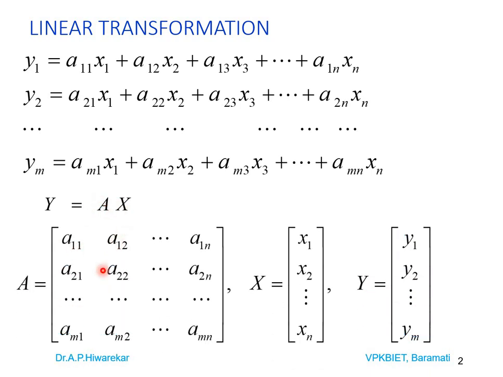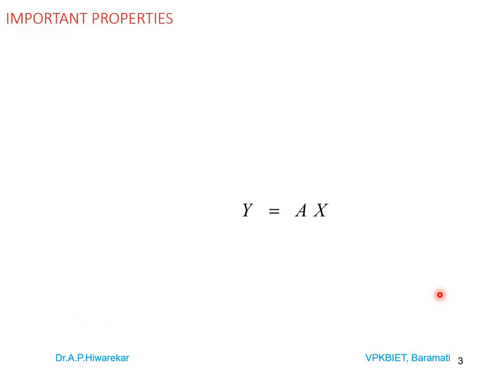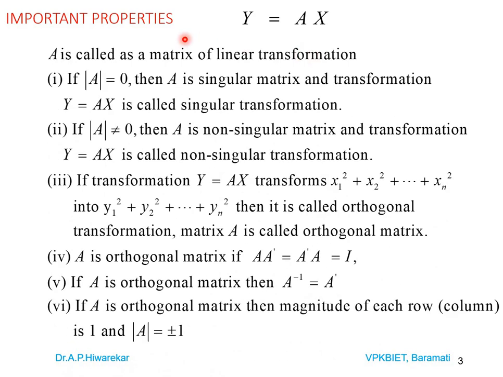Here matrix A is called the matrix of coefficients and it is a11, a12 up to a1n, a21, a22 up to a2n, in this way, am1, am2 up to amn. X is called the matrix of unknowns. It is x1, x2 up to xn. And y is the column matrix y1, y2 up to yn. First we will see the important properties of the linear transformation y is equal to Ax.